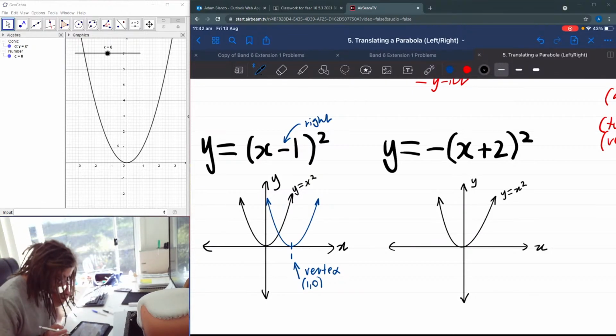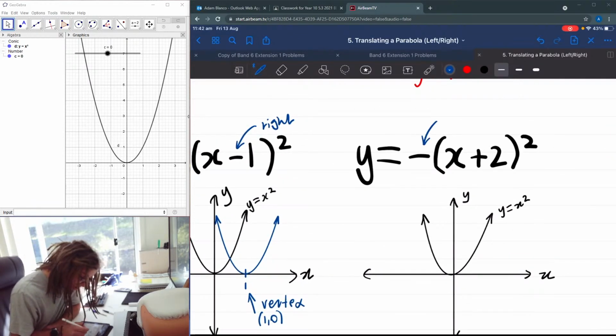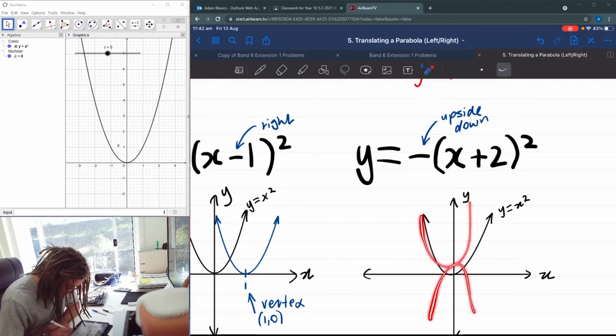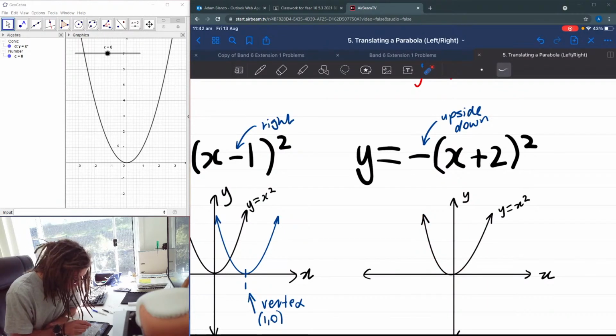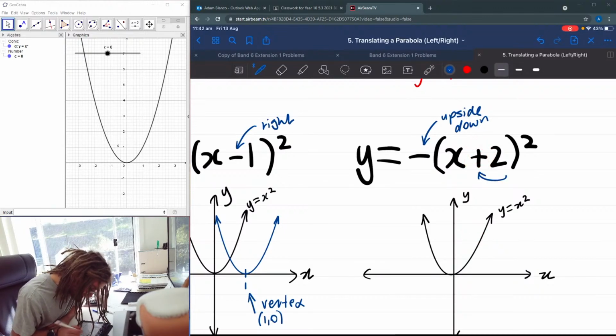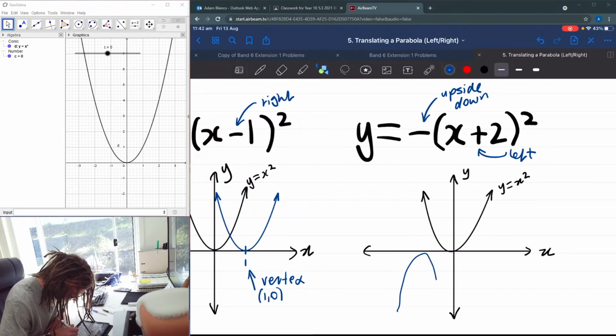That's ridiculous. Okay, now let's think about all the things that have happened to it. What does this minus tell us? Well, it tells us it's upside down. So it's not going to look like this, it's going to look like this. The plus here, you might think, means I have to move it in the positive direction. Wrong. You actually move it in the negative direction. So this is making it go left. So it's going to be upside down and left.